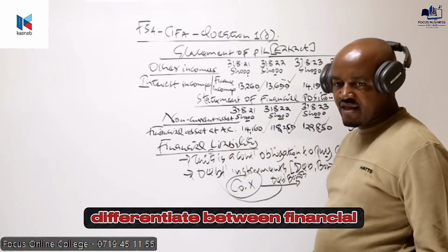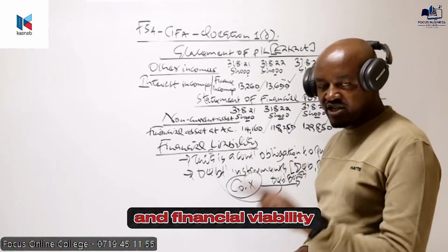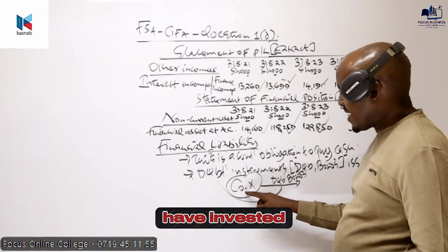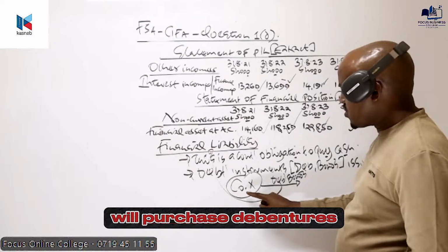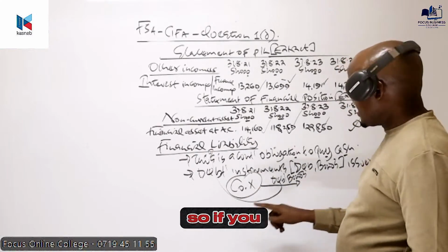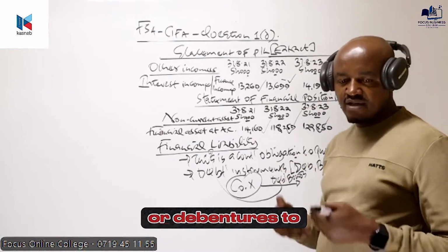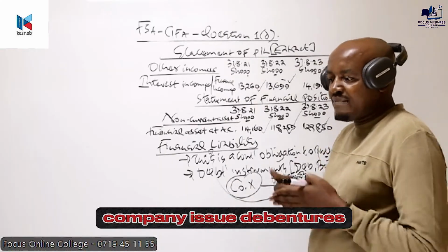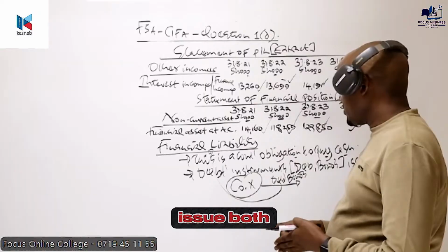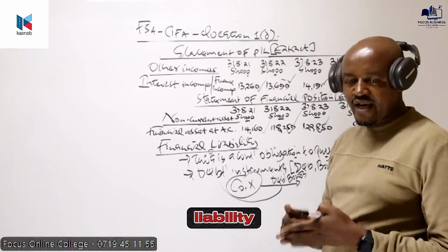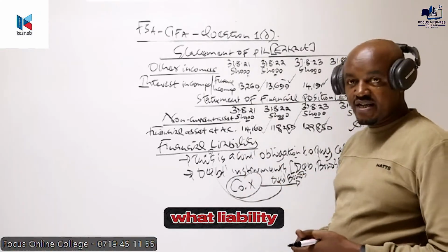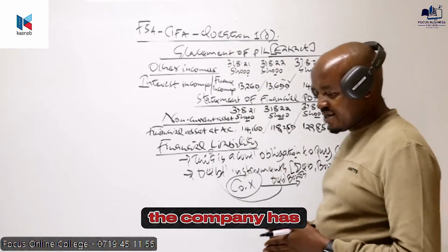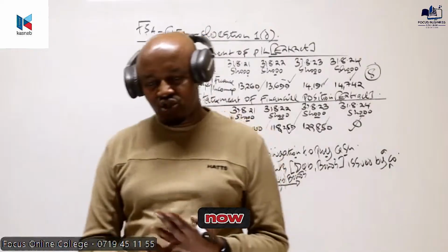Liability. And therefore, you need to differentiate between financial assets and financial liability. A financial asset is whereby a company will have invested or purchased debentures or bonds. If you invest, you purchase bonds or debentures, to you it is an asset. But if a company issues debentures or bonds, to that company it is a financial liability, because once a company issues debentures, the company has an obligation to pay cash.